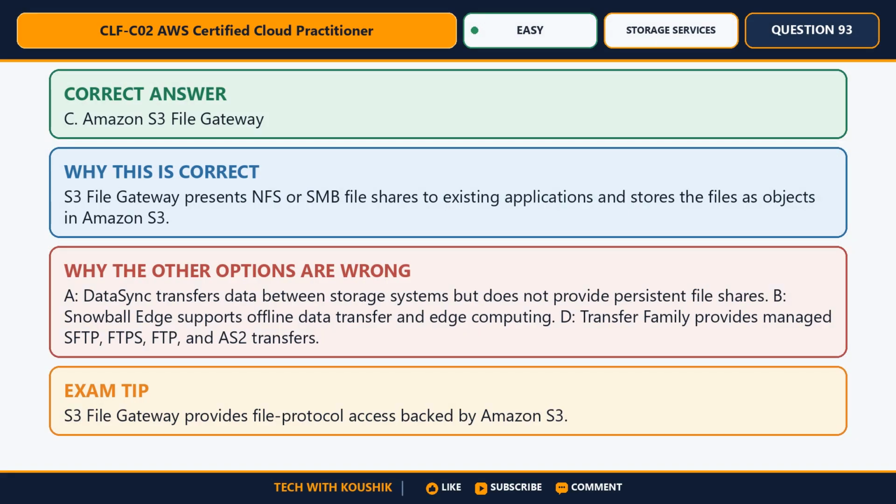The correct answer is C. Amazon S3 File Gateway. Here's why. S3 File Gateway presents NFS or SMB file shares to existing applications and stores the files as objects in Amazon S3. Why are the other options not correct? A. DataSync transfers data between storage systems, but does not provide persistent file shares. B. Snowball Edge supports offline data transfer and edge computing. D. Transfer Family provides managed SFTP, FTPS, FTP, and AS2 transfers. Exam tip. S3 File Gateway provides file protocol access backed by Amazon S3.